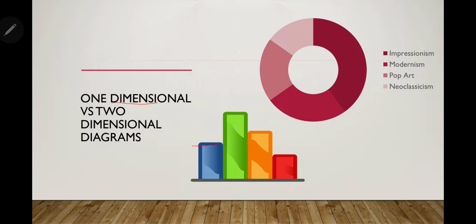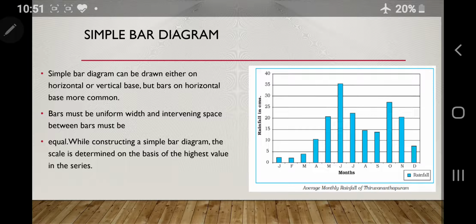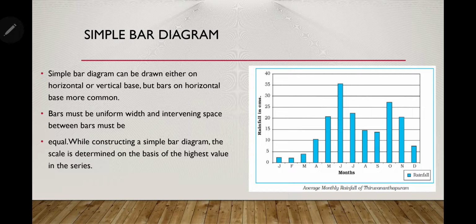One-dimensional diagrams like bar diagram, where only one aspect, that is height of the diagram, is considered in order to compare different values, and two-dimensional diagrams like pie diagrams, where both height as well as width is considered in order to compare the values. Coming to one-dimensional diagrams now, let's start with the simple bar diagram.